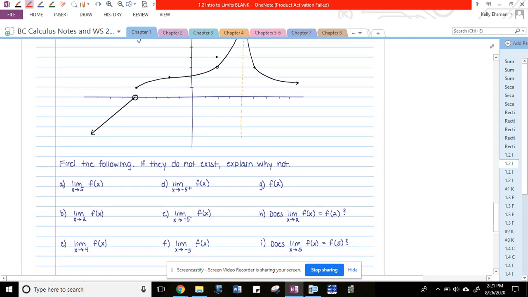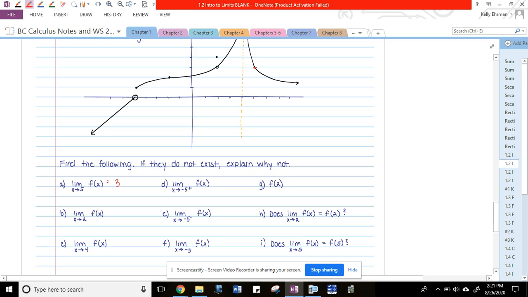All right, so if you missed any of these or you're not sure what to do for some of them, we're just going to go through. Pay attention to notation. The limit as x approaches 5 is here, so we're looking at this point. That limit is equal to 3. It's coming at 3 on both sides.